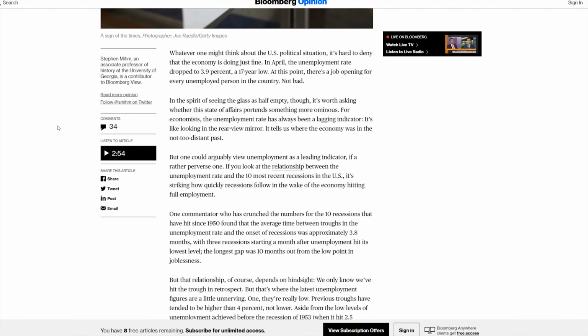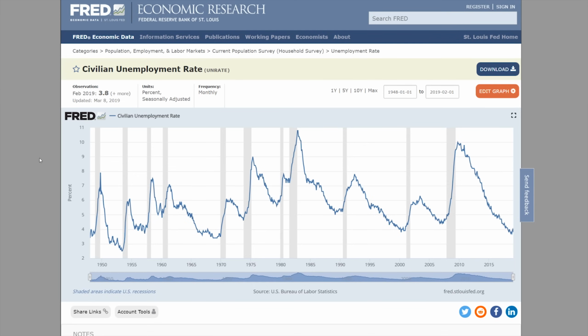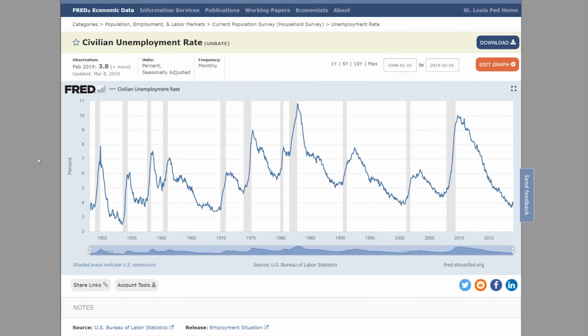If you look at the relationship between the unemployment rate and the 10 most recent recessions in the US, it's striking how quickly recessions follow in the wake of the economy hitting full employment. So let's take a look at another graph here. This is another government graph. And this one is the civilian unemployment rate compared to recessions. So again, the shaded areas on this graph are recessions, right? And this line is the unemployment rate.